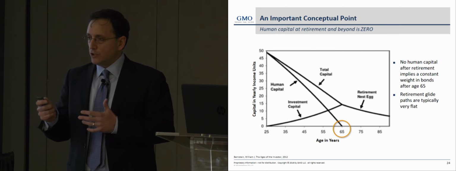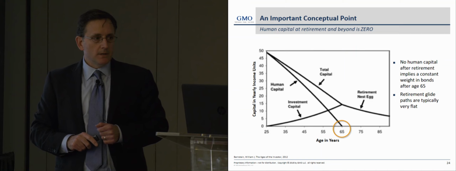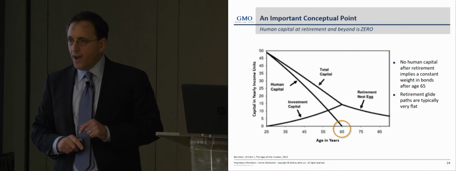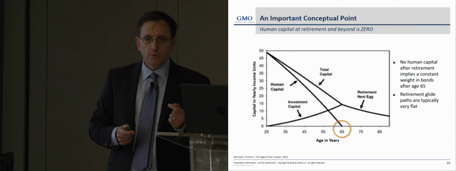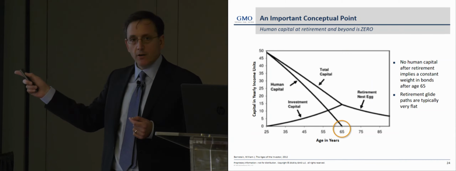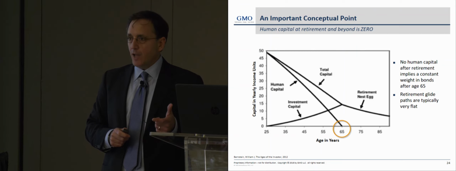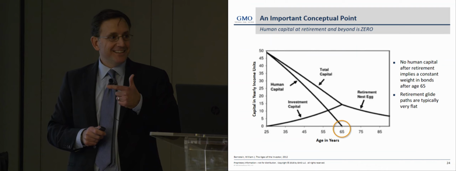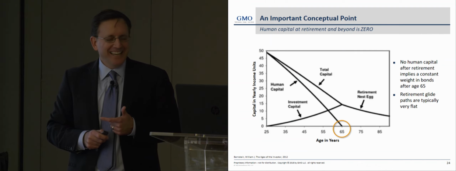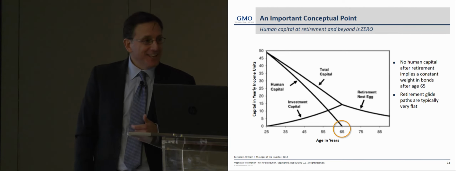As you age, your human capital falls, just as in the graph here. But once you get to age 65, you have no more human capital. Your human capital is zero, and it stays zero throughout your retirement. That implies that, well, I mean, that's what the graph says.